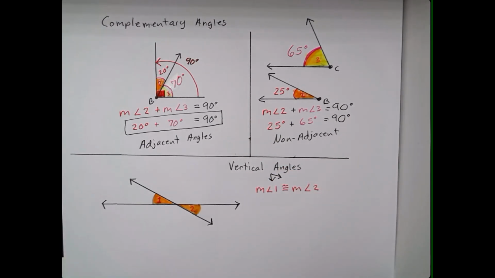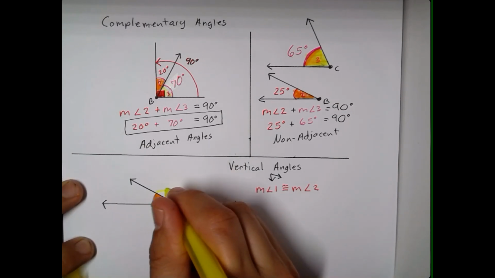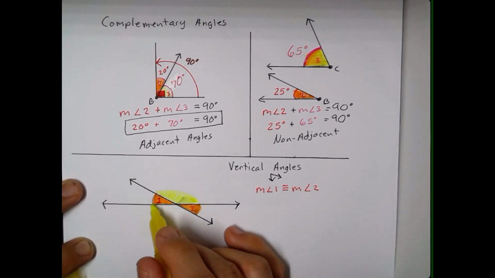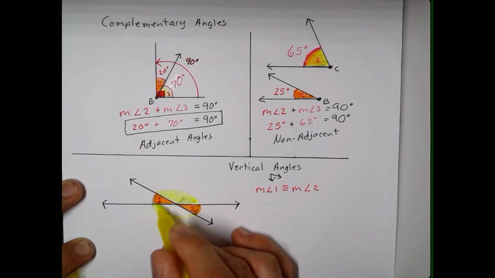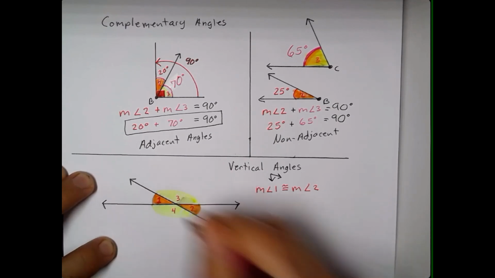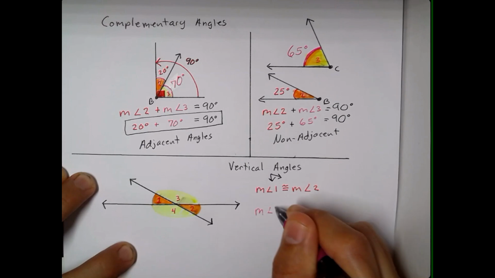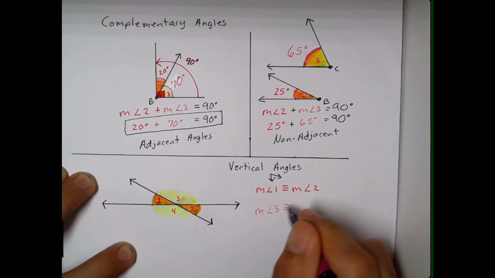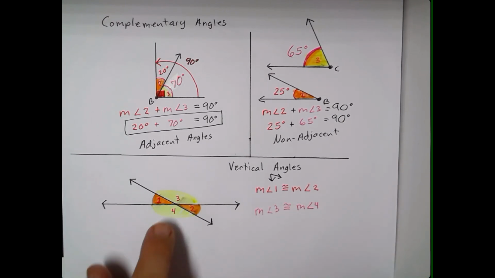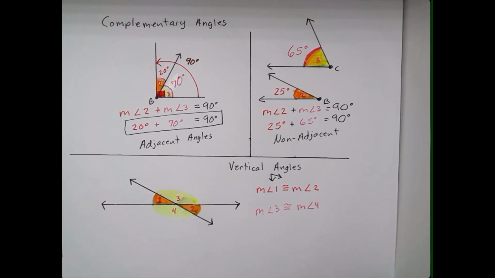Now, I'm going to get a different color highlighter. This really wide angle right here, I'm going to shade it in. Its vertical angle is on the other side here. So I could say this is angle 3 and angle 4. So we could say the measure of angle 3 is equal to, or congruent to, the measure of angle 4, because these are vertical angles. So 3 and 4 are vertical angles, and angle 1 and angle 2 are vertical angles. They are congruent with one another.